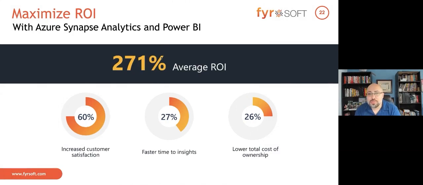And this allows you to really bring in that average return on investment a lot higher than what we were seeing earlier on in that presentation, where we were able to see that a lot of those AI and analytics projects were failing and never really reaching their customer satisfaction needs. So you have increased customer satisfaction, faster time to insights, and lower total cost of ownership, because you don't have to worry about over provisioning services on Azure.